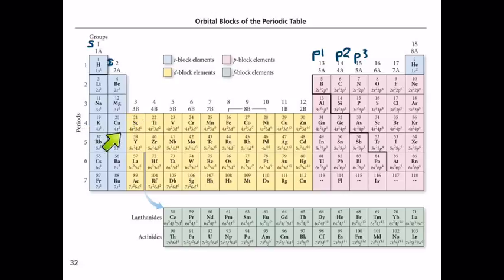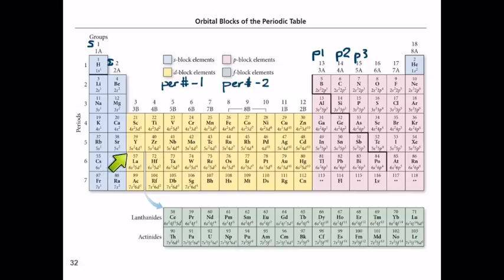But this is 4S, and then we go to the 3D level. And we fill up the 3D level, and then this part is regular, and this is 4P, and then we come to 5S, and then this is 4D. So all of those D blocks, that's the period number minus 1. That's their quantum number. And we'll find for the F block, it's the period number minus 2.